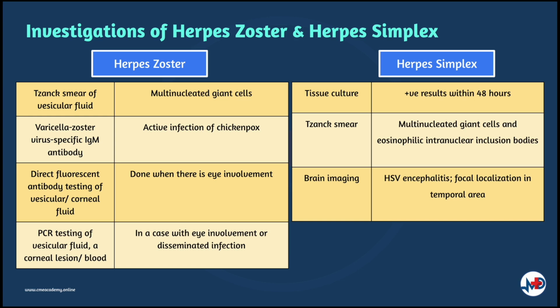Other investigations that should be ordered to investigate for any complications and associated findings would include a direct fluorescent antibody testing of vesicular or corneal fluid, as well as a PCR testing of vesicular fluid, corneal lesion, or blood to check for any eye involvement, as well as disseminated infection for herpes zoster infection. Conversely, brain imaging may be indicated in herpes simplex infection to check for herpes simplex virus encephalitis or for any focal localization in the temporal lobe.